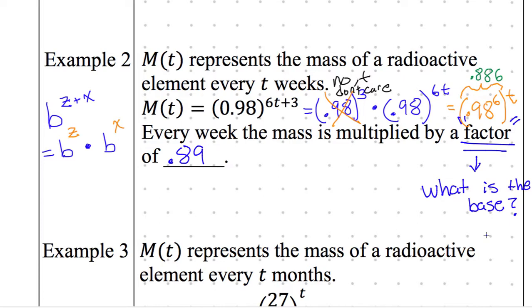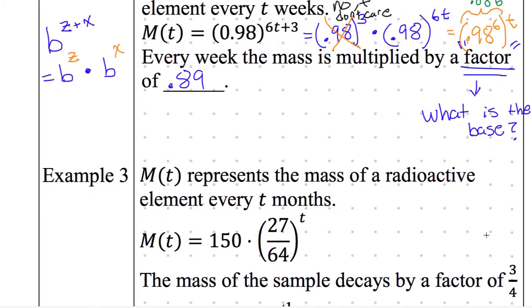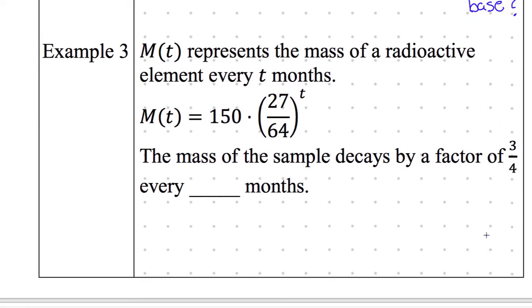All right, our third and final example, another tricky guy. I started to lose creativity in the morning, so I'm doing another radioactive element. So now I need to do a sample that is decaying every how many months? But it has to be now a factor of 3/4. This is a slight twist, a slight deviation on our last problem. Again, we don't care about the 150 because it doesn't have a t in the exponent. So cross it off. We only care about this 27 over 64ths to the power of t.